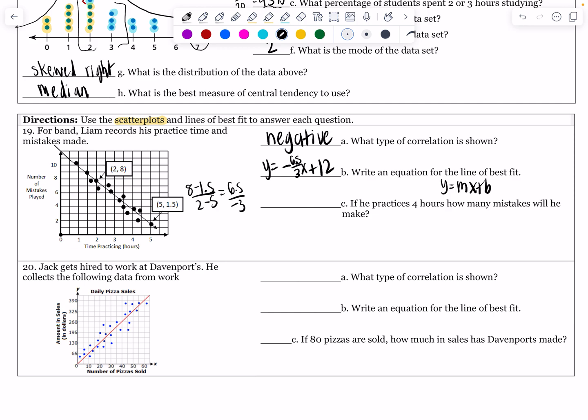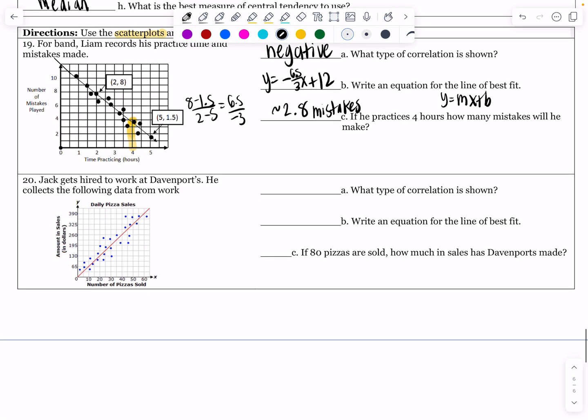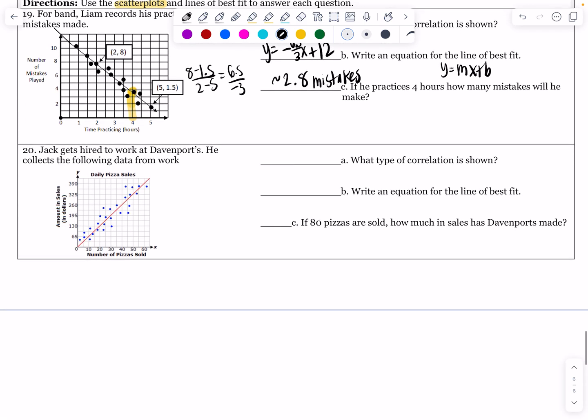If he practices 4 hours, how many mistakes will he make? At 4 hours, you could use your equation also, and he'd make about 2.8 mistakes. So about 3 or about 2.8 mistakes. Using the formula, you get 2.8. Using the graph, you get somewhere around 3 or 4.